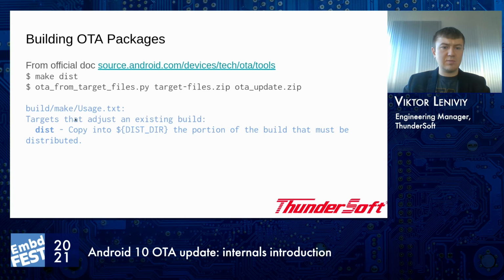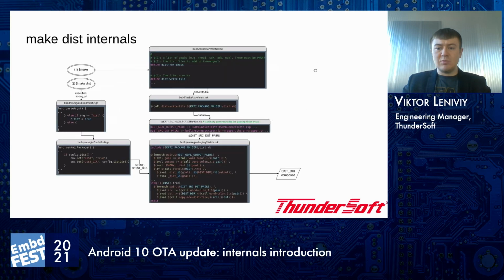So make dist produces the directory with a portion of the build for distribution. It's also configured in makefiles. So here is the actual make dist implementation. This is not the full source code. This is just the most essential parts, and some code is missing from here because it may be too long. It has 3 dots instead.